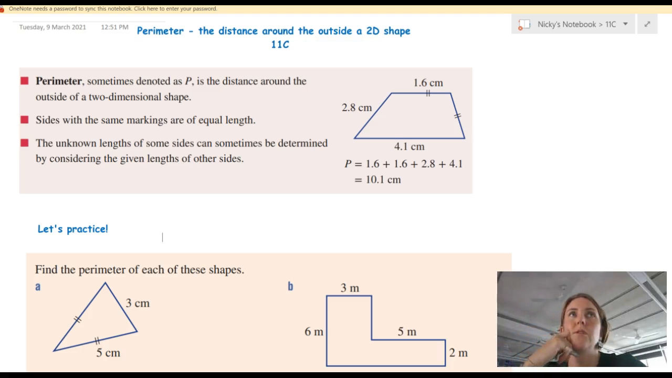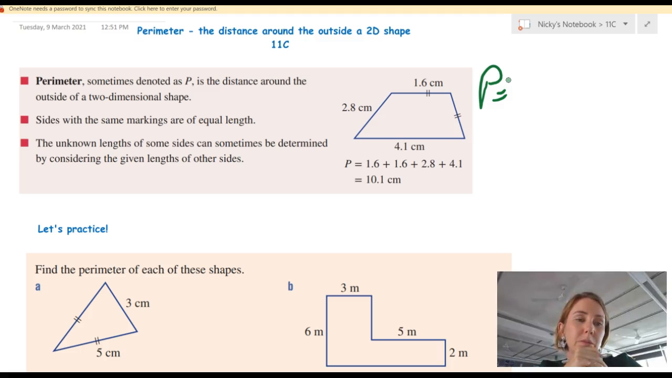I would be surprised if this is new to anybody, but some of these questions are a little bit different to what you might have done before. So when we are doing our working, firstly, let's talk about that. We need to make sure we have P equals as our start of our working, P for perimeter, and then everything that has led us to our answer in our working as well.